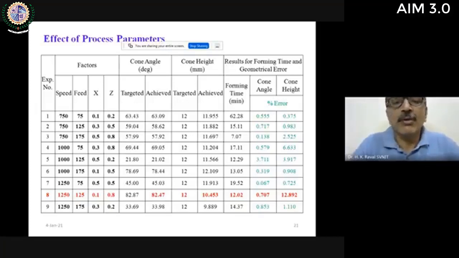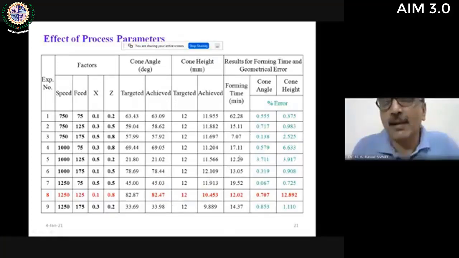These are the results produced for all the 9 sets of experiments. A Taguchi orthogonal array was designed, and the L9 array was used. The speed, feed, and X and Z were varied as per the L9 orthogonal array. The angle of the cone produced after deformation, the height of the cone produced after deformation, and the forming time are recorded, and the errors are tabulated here.